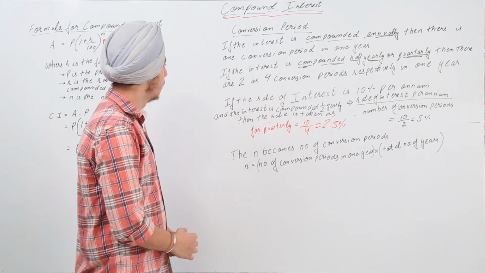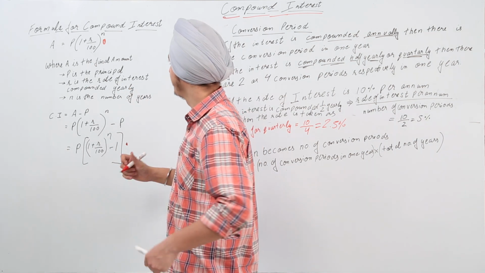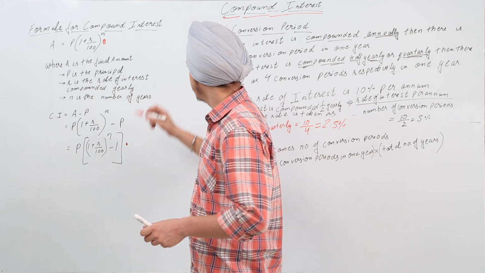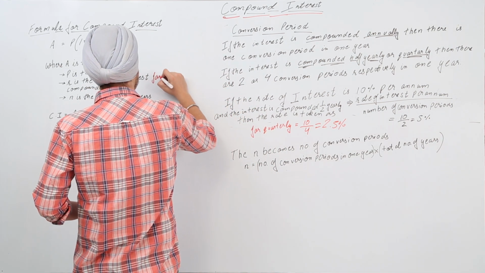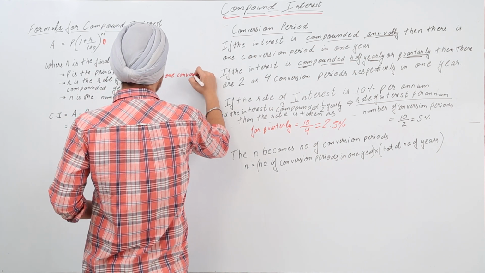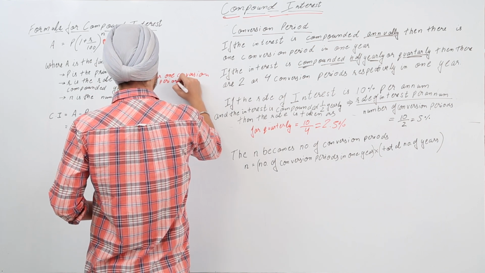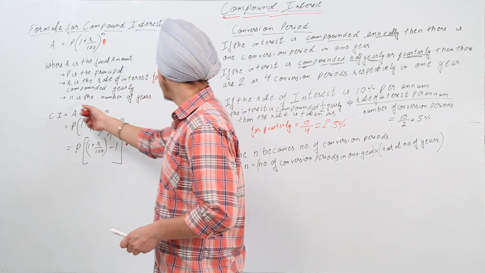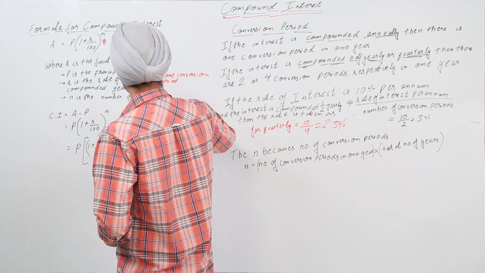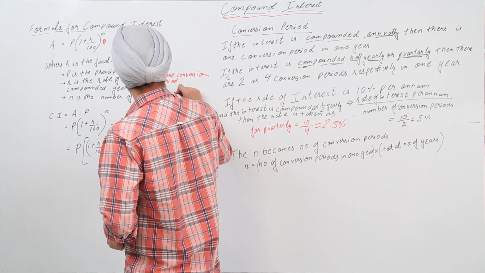So what we do now is that if the amount is compounded half yearly, this R becomes the rate of interest for one conversion period, and n, that is the number of years, becomes the number of conversion periods.